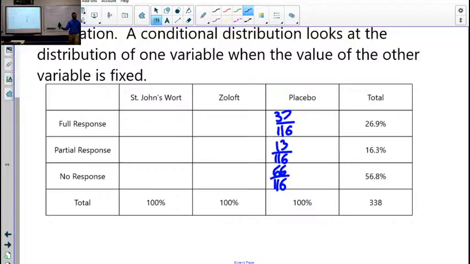And here's what we're using this for. We're using it to directly compare what proportion of the placebo users had each type of response. We're breaking it down just based on the placebo users.